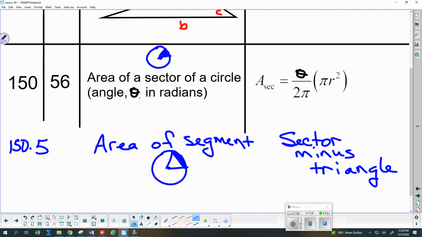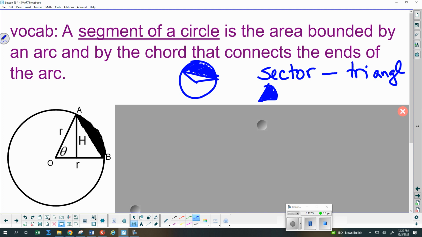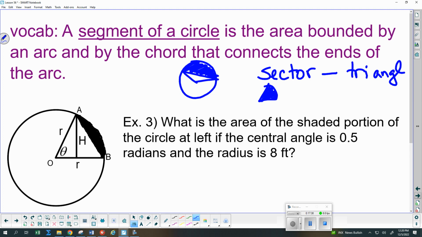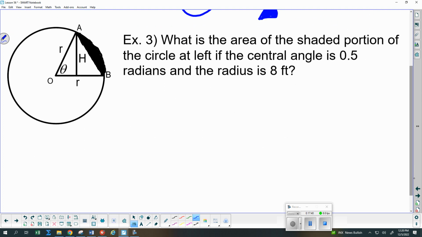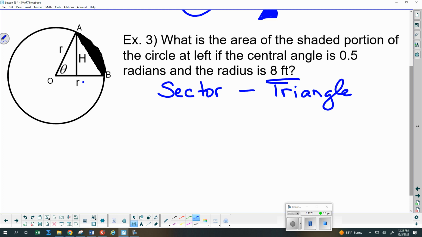You are going to need to be very careful reading homework problems from now on. Some of them, they will still just ask you for the sector, the piece of pie. Some of them, they will ask you for the segment, but read it carefully so you get the correct answer. So now we're going to practice doing that. I'm going to put some numbers in here on this picture. We know that our strategy needs to be our sector minus the triangle. They tell us that the radius is 8, which means this side is 8, but it also means we know this side is 8.